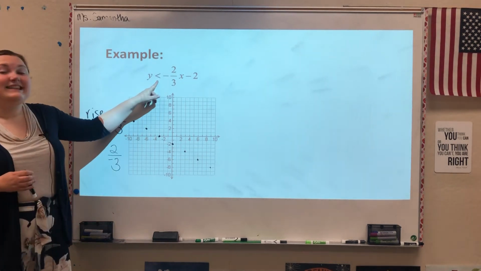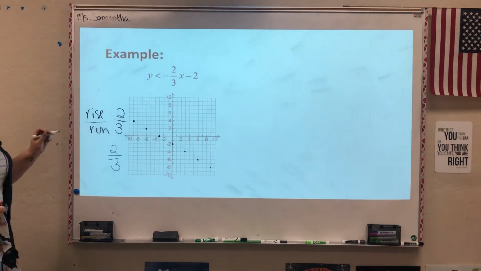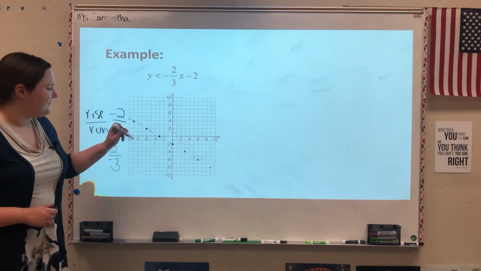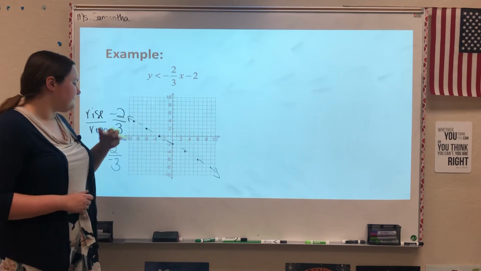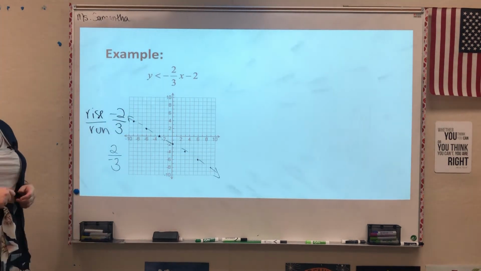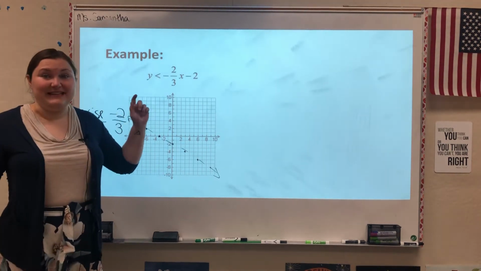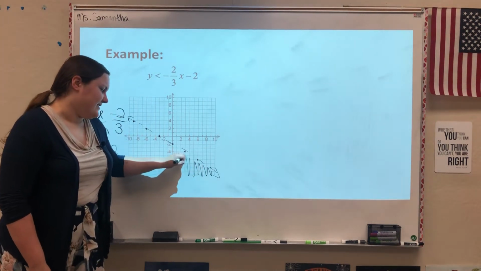Well, here this is a less than sign. Less than signs mean we want to use a dotted line. So I would come in here, oops, that doesn't look very dotted, but I would come in with a dotted line. The second part is the shading. Which way would we want to shade? Well, it's the less than sign. I want to shade everything less than the line. That would be everything below the line or down here.